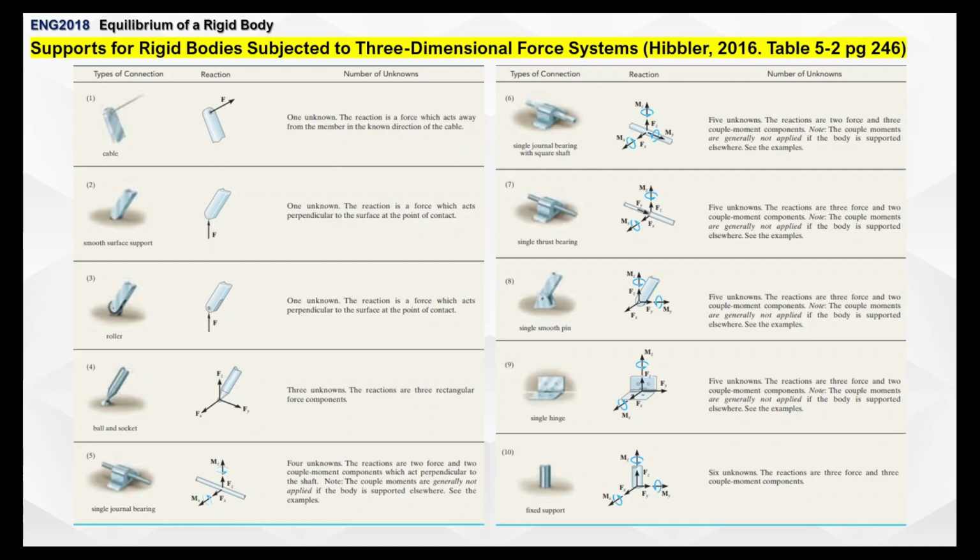Okay, we have a smooth surface here, and rollers, so the reaction is just a perpendicular force to the surface at the point of contact. That's both of them. And then of course we have the roller. And then we have a ball and socket.